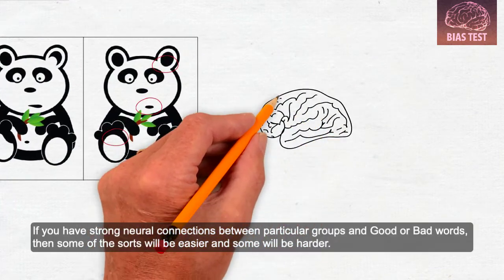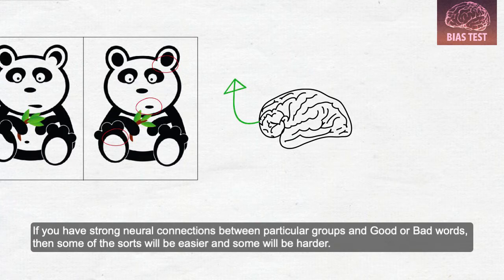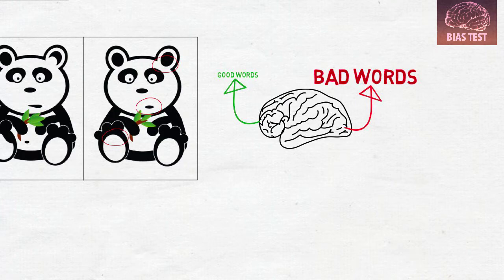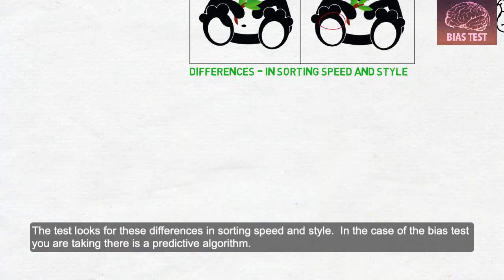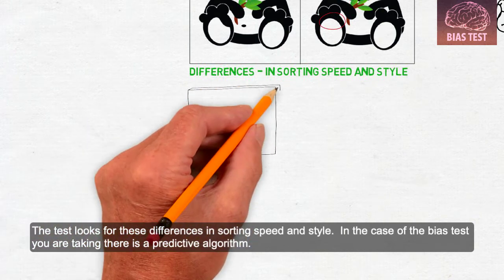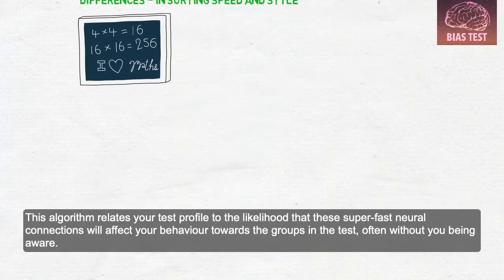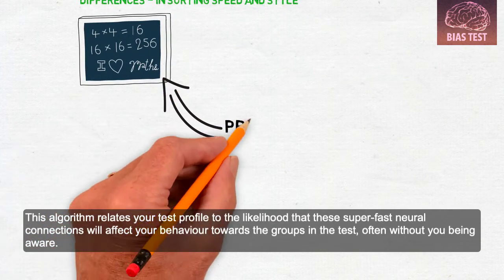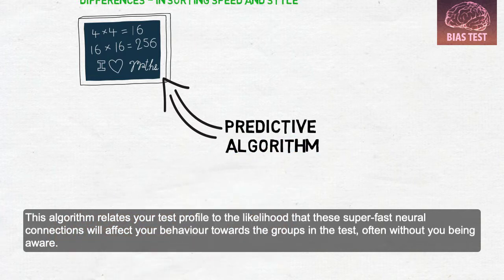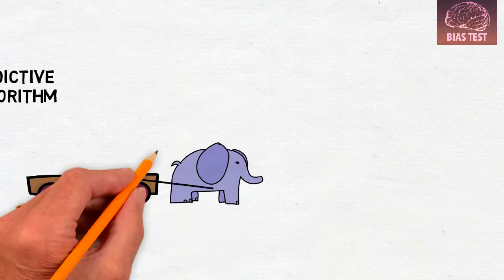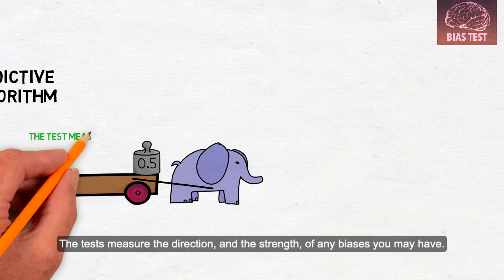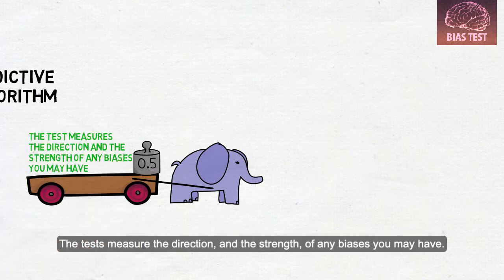If you have strong neural connections between particular groups and good or bad words, then some of the sorts will be easier and some will be harder. The test looks for these differences in sorting speed and style. In the case of the bias test you are taking, there is a predictive algorithm. This algorithm relates your test, the profile, to the likelihood that these super-fast neural connections will affect your behaviour towards the groups in the test, often without you being aware. The tests measure the direction and the strength of any biases you may have.